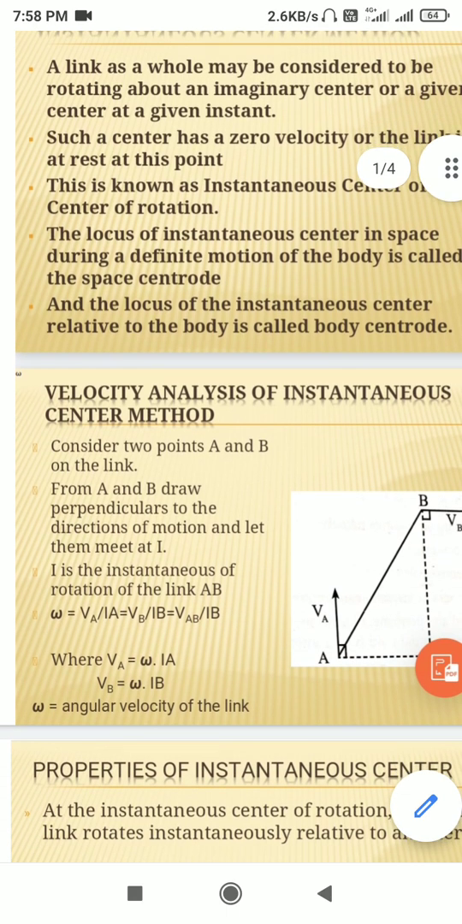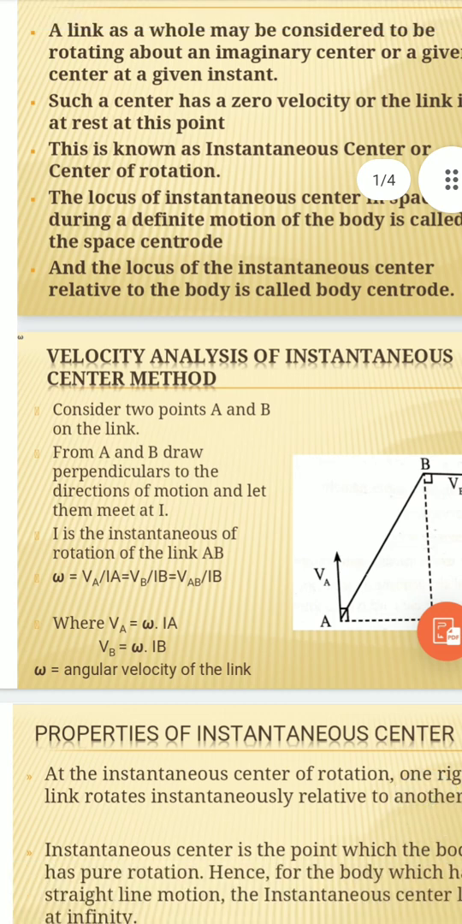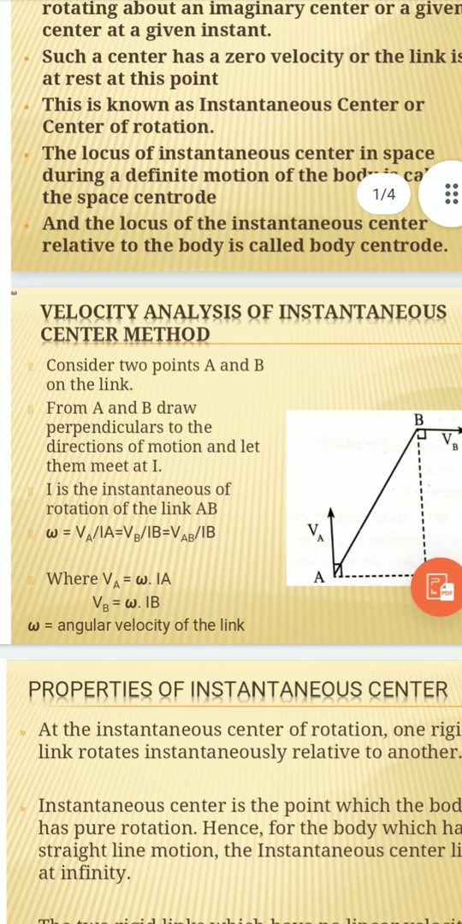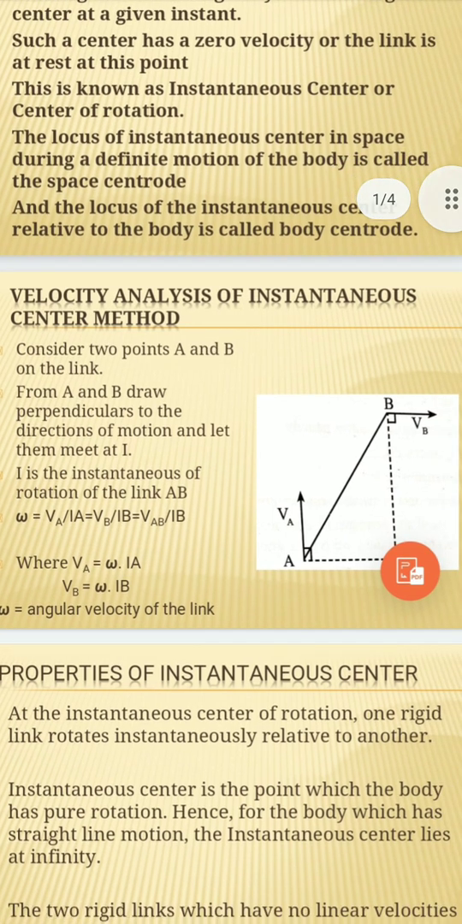The next one is how we are going to do the velocity analysis by the instantaneous center method. You can see here a link AB. From A, draw a perpendicular, and from B draw a perpendicular. They meet at the point I. So consider the two points A and B on the link. AB is the link. What are we going to do?